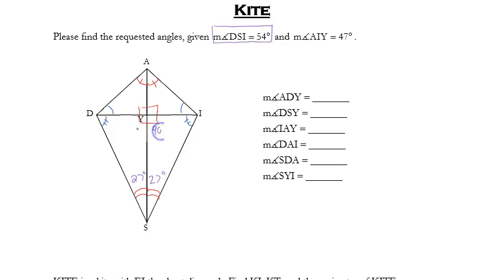We already talked about how all of these are 90 degrees, perpendicular. I also have given you the measure of angle AIY as 47. Start at A, go to I, then to Y. This is a 47-degree angle. The rest is triangle sum theorem. If that's 90 and that's 27, triangle sum theorem tells me that this is 63 degrees. 63 degrees. If that's 47, this is 47.